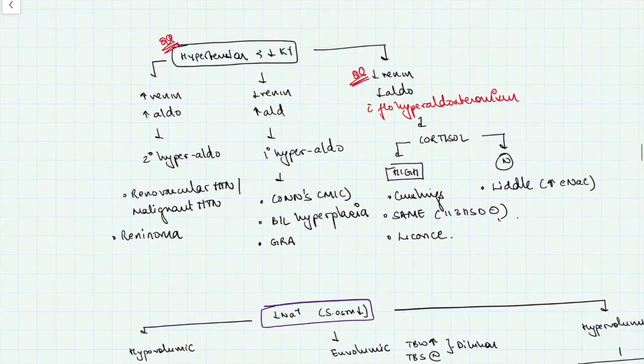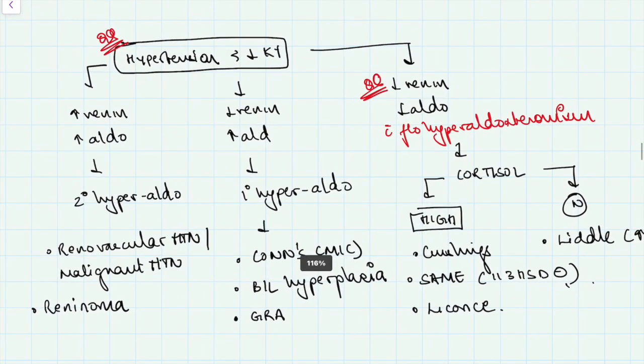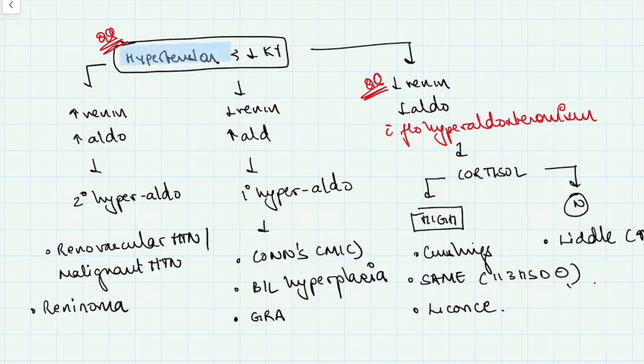So let us here look at some important tables of electrolyte disturbances. So first is hypertension with decreased potassium, right? We've already done some of the causes, we'll just revise it here itself. So first is causes with increased renin and increased aldosterone. So they are called secondary hyperaldosteronism, and the causes are renovascular hypertension or malignant hypertension and reninoma, right?